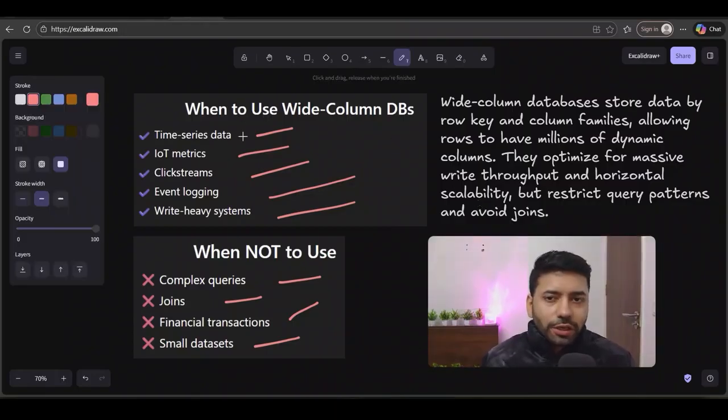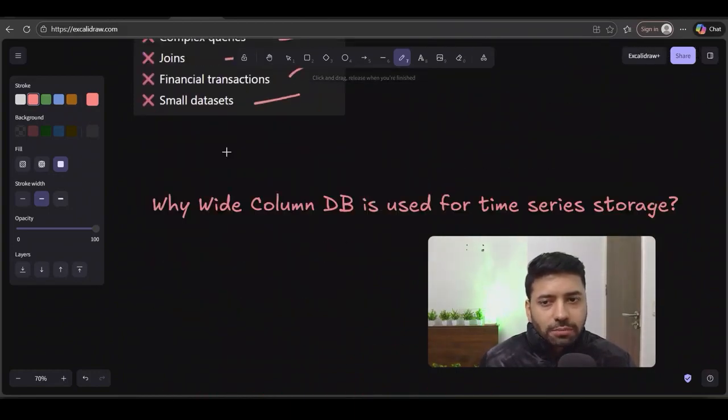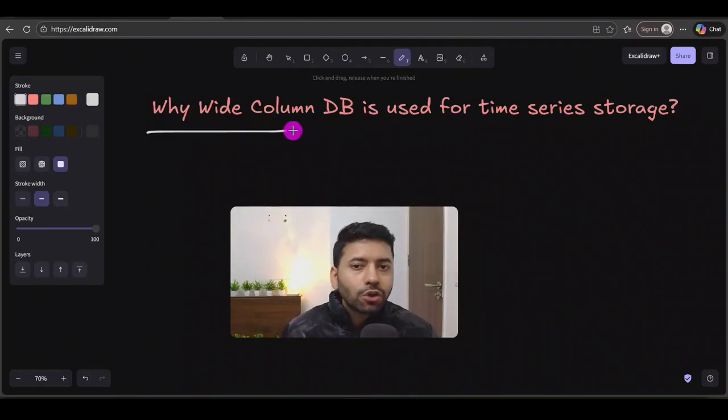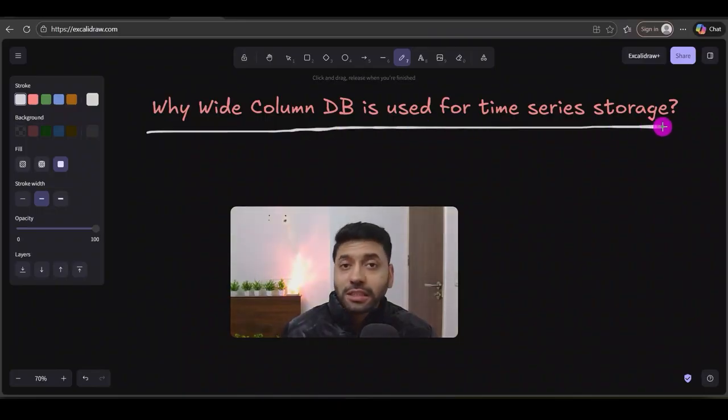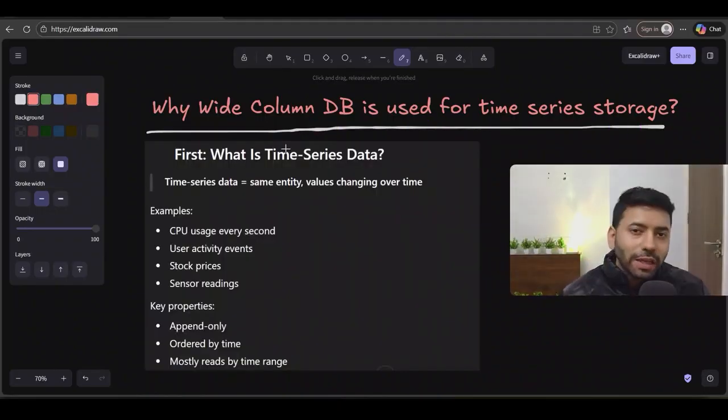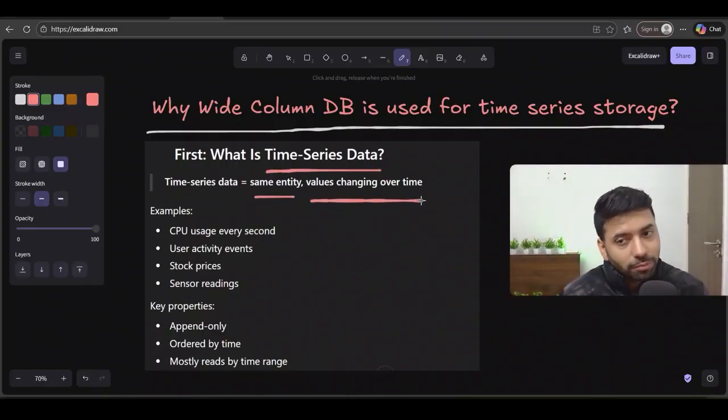Okay, so we mentioned here that wide column databases are used for time series data. One question that comes to mind is why a wide column database is used for time series storage. First, let's try to understand what time series data is. Time series data means you have the same entity but values keep on changing over time, for example CPU usage every second, user activity events, stock prices, sensor readings.